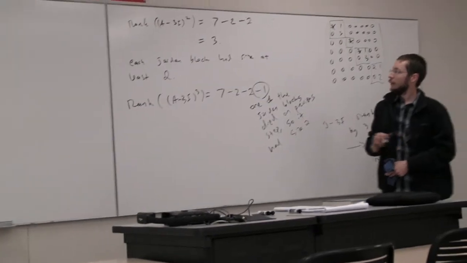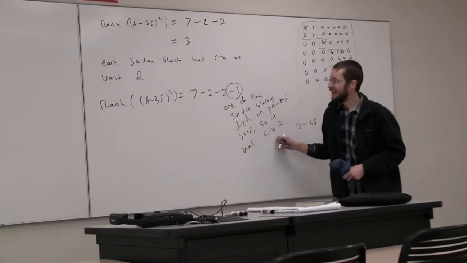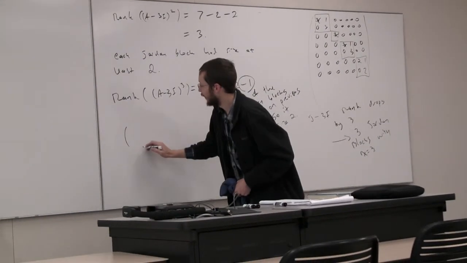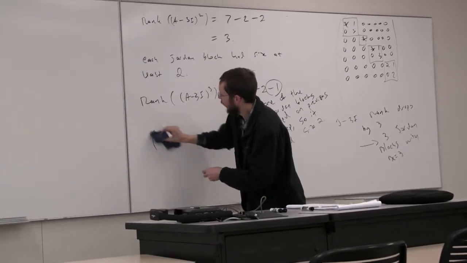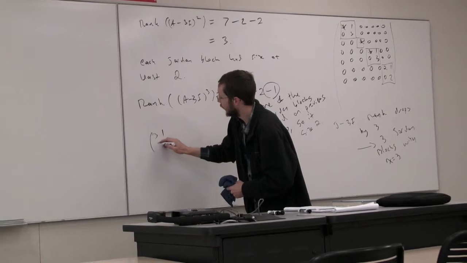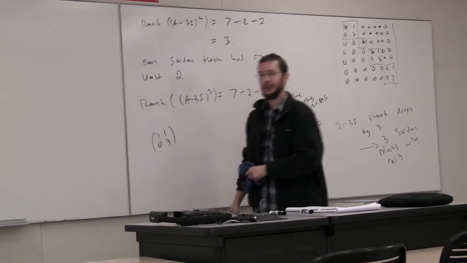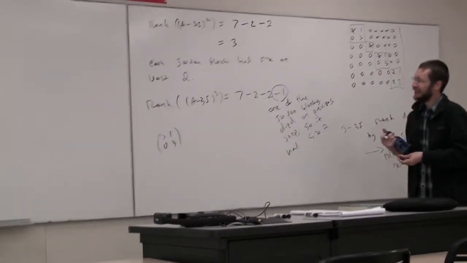Okay. So there we go. We're finally starting to nail down part of this Jordan normal form. We know that one of those Jordan blocks had eigenvalue 3, and it had size 2. Okay.